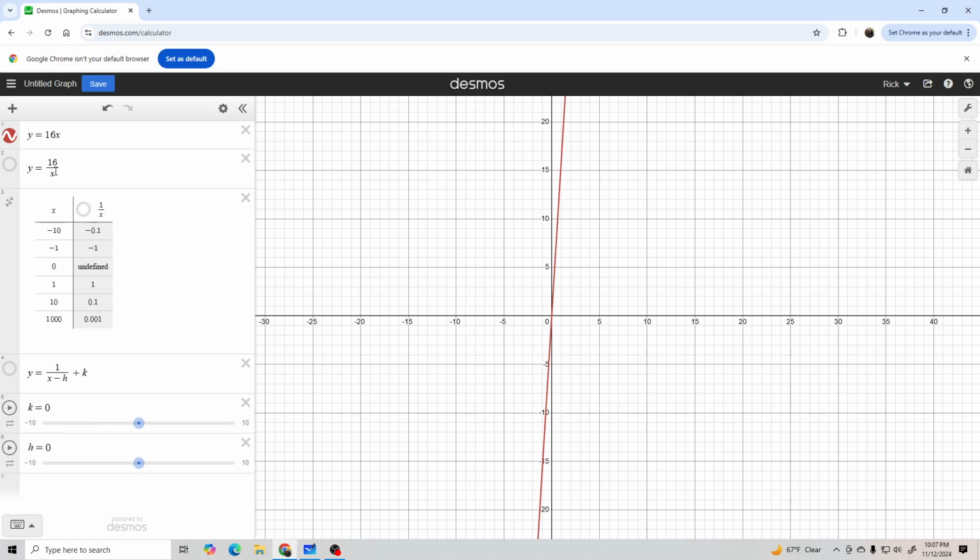Remember how we had y equals k over x? Well, in this case, we're saying k is 16. What happens if I toggle that on? Let's see what it looks like. All right, so that's a little interesting, right? And I made this chart for you just so you can see.